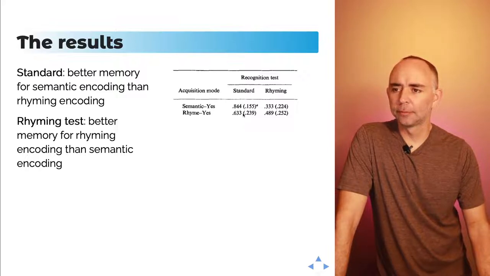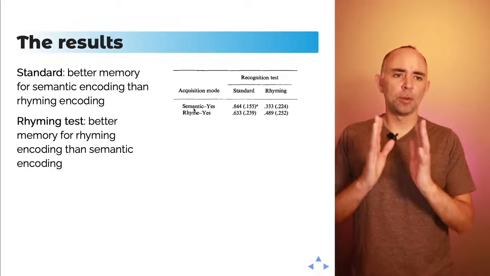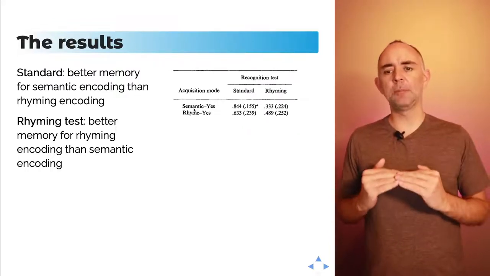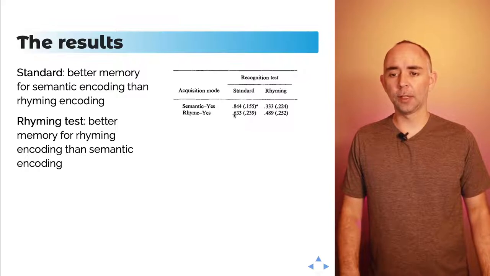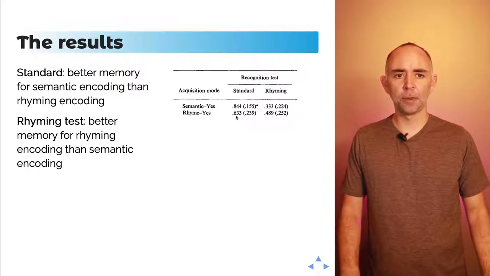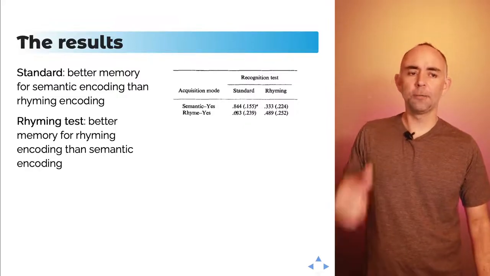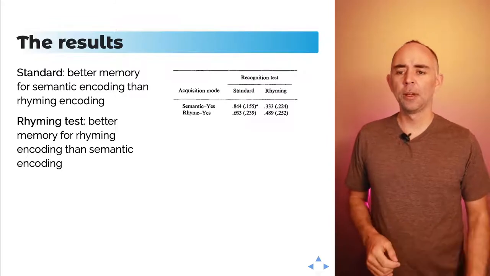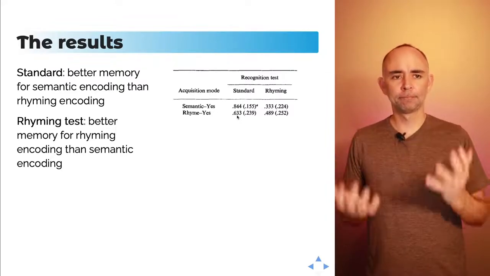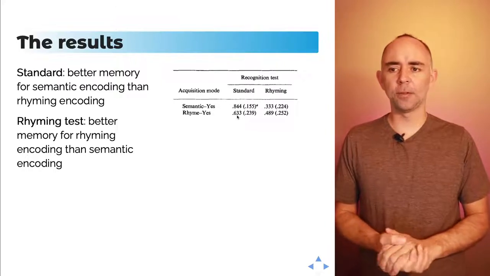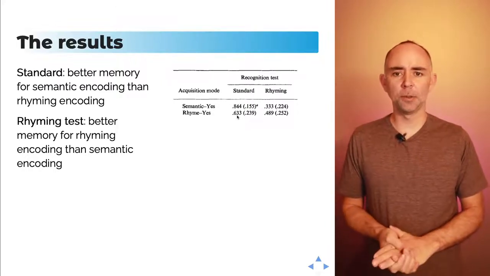If we're looking at the standard memory test, we can see that people got 84% correct for words that they'd processed semantically. That would be pretty deep encoding compared to words that they rhymed with in the encoding phase. Those words only got 63% correct. So 84% correct when you encoded the words deeply, 63% correct when you encoded the words in a rhyming test. That's pretty standard evidence in favor of the concept of levels of processing influencing your memory.